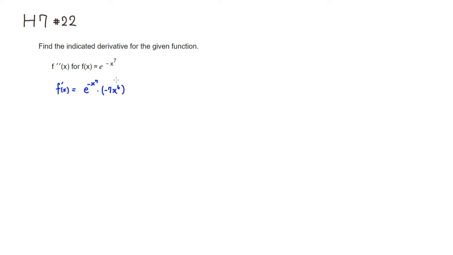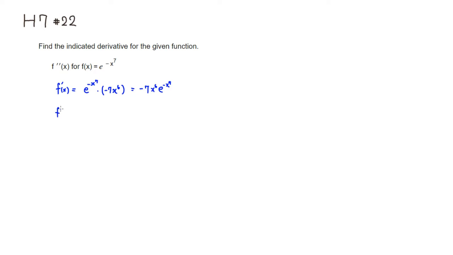Let's clean it up a little bit. So this is going to be negative 7 x to the 6th power e to the negative x to the 7th power. So this is the first derivative. Let's take another derivative.